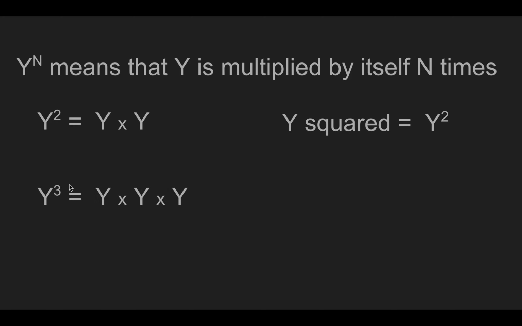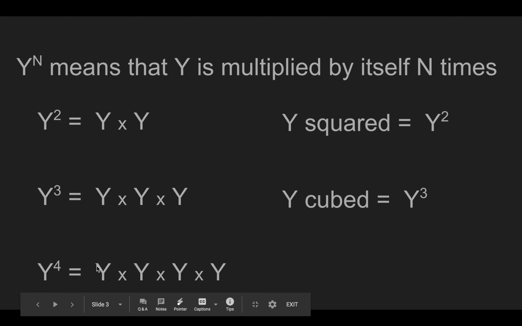Y with an exponent of 3 means y times y times y, right? Y is multiplied by itself 3 times. It's the same thing if you say y cubed. This is another thing people say: y cubed just means y to the third power. And if you have y to the fourth power, it's just y times y times y times y. You have y multiplied by itself 1, 2, 3, 4 times.